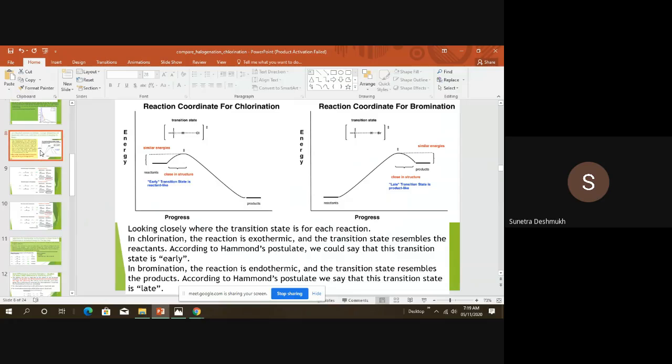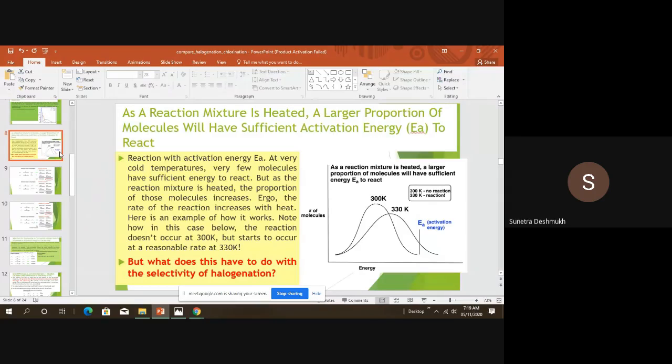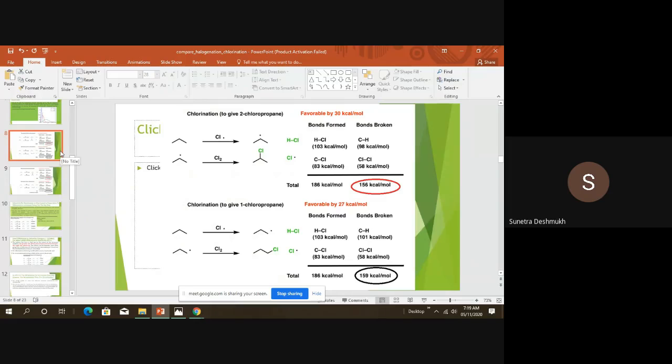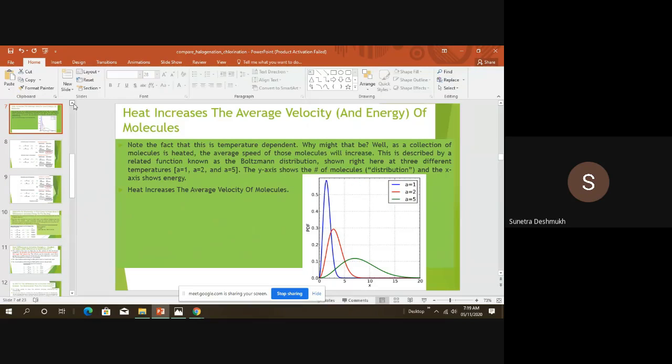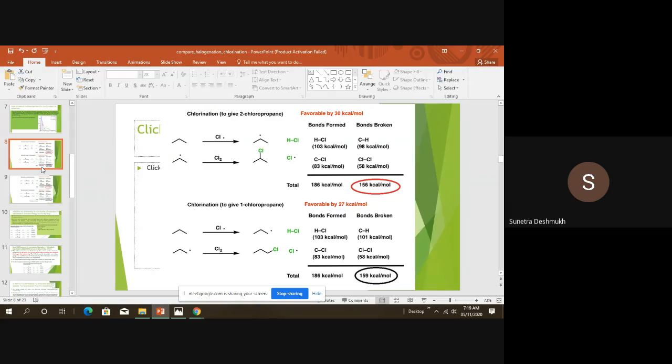Okay, so last time we have seen that the proportion of molecules having sufficiently large activation energy, for bromination and chlorination, the needed energy of activation plays a very important part in the selectivity of this radical halogenation reaction. So we have seen in the previous part that the chlorination reaction is favored by 30 kilocalorie per mole for secondary halogenation, and for primary halogenation it is favored by 27 kilocalorie per mole.